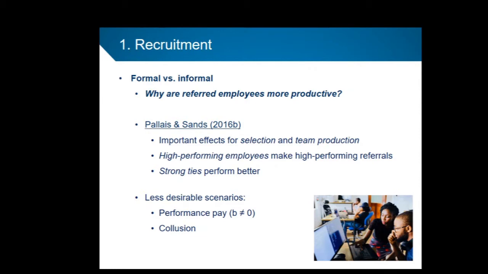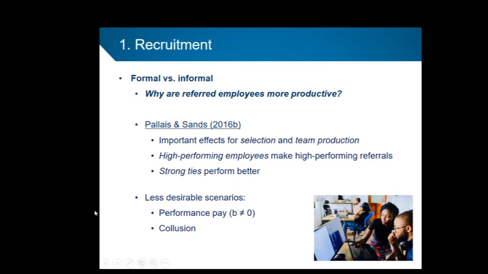But there is more. Two pieces of important information also came out of this study. First, they saw that high-performing employees referred high-performing candidates. So employees that were referred by more talented employees were themselves also more talented, that is, productive. And importantly, contrary to Granovetter, referred employees also performed better when they knew the one who referred them well. So strong ties also produced better referrals.